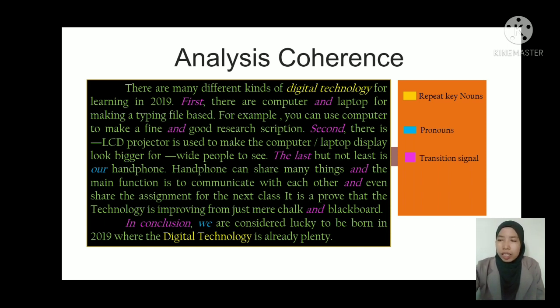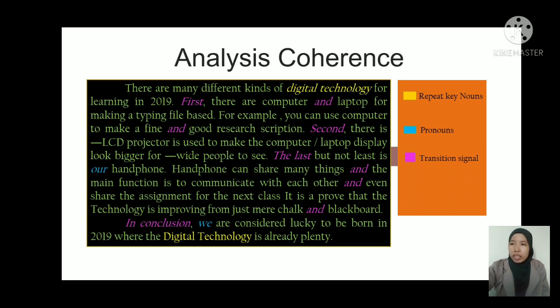Okay, you can see the yellow color, digital technology. This is the example of repeating key nouns. The second is the blue color. This is the example of pronouns. The blue color is about pronouns, and the examples are our and we. And the last is transition signals. You can see the transition signals about coherence. For example: first and second, the last, and in conclusion.